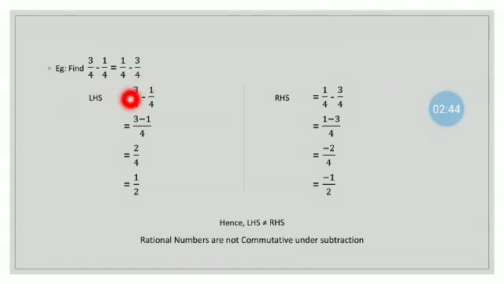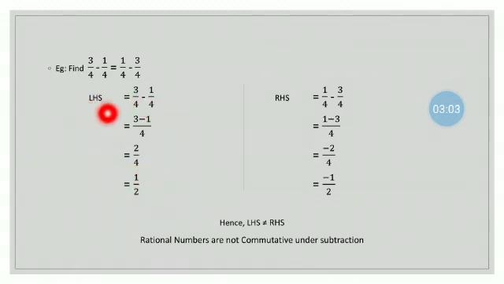So LHS equals 3 upon 4 minus 1 upon 4. Here the denominator is the same, so we can easily subtract the numerators. So 3 minus 1 upon 4, which equals 2 upon 4. So let's convert it to the standard form. 2 ones are 2, 2 twos are 4. So the answer comes to be 1 upon 2.